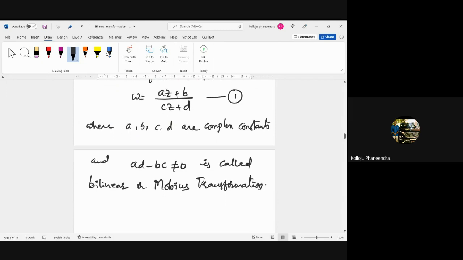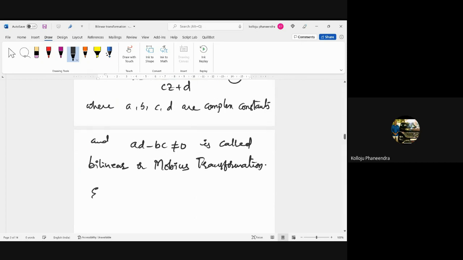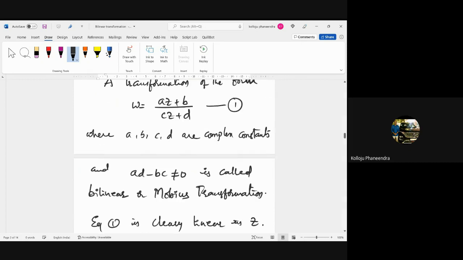Actually, the Mobius transformation is bilinear, and it is also conformal. Bilinear transformation is also named the Mobius transformation. And why is it called bilinear? See, equation 1 is clearly linear in Z. What is the Z power? 1 only. So it is linear in Z.